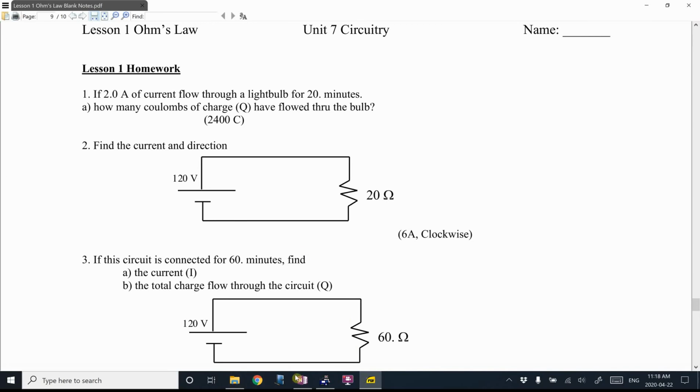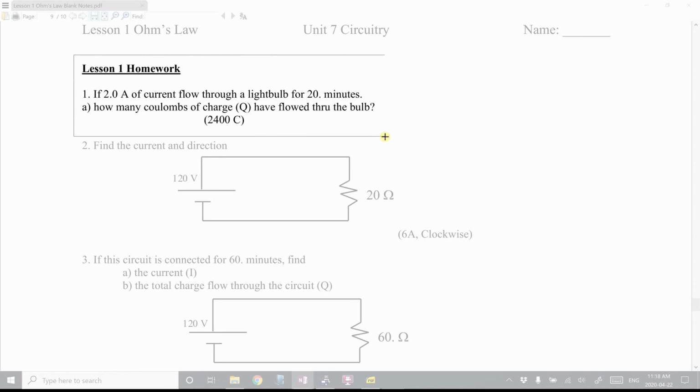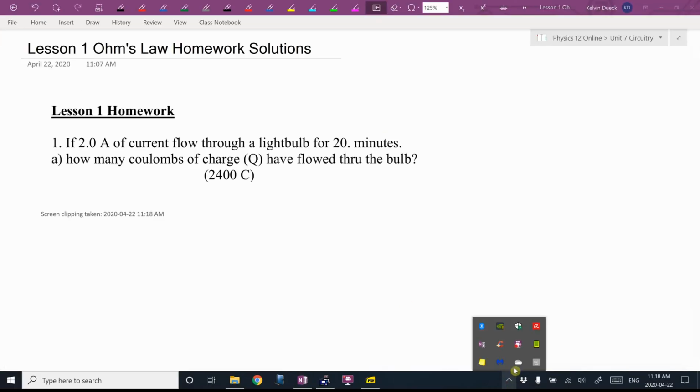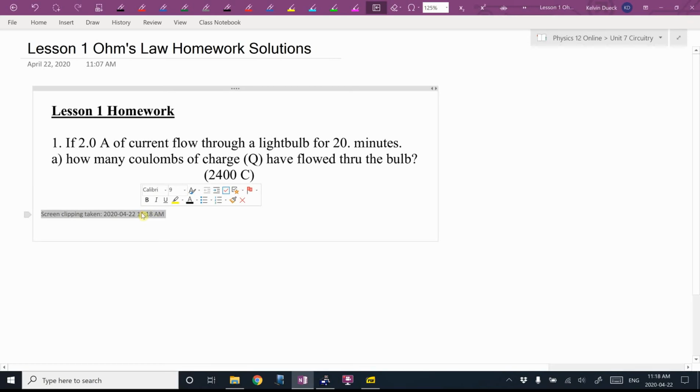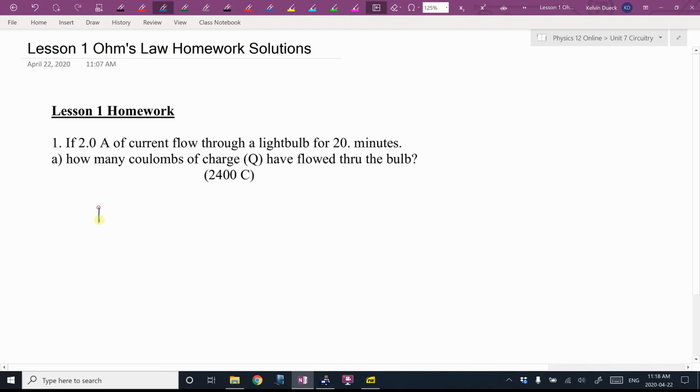Number 1. If 2 amps of current flow through a light bulb for 20 minutes, how many coulombs of charge have flowed through the bulb? Okay, well, I know that current is defined as charge over time. So to get the Q by itself, that's going to be I times t. Q is It.